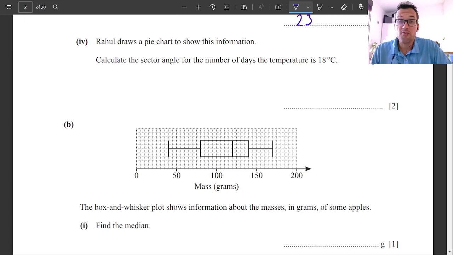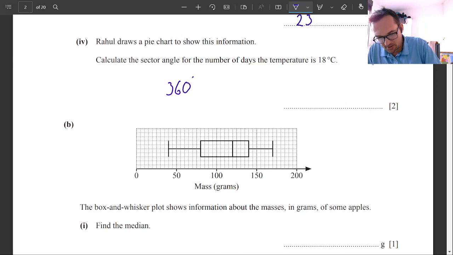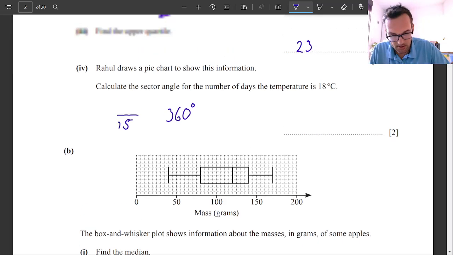Right. Part 4. A pie chart, of course, is always 360 degrees. And to find the sector angle, we need to know what fraction of that 360 it is. So it's going to be a fraction. Okay, a fraction out of what? The total number. There were 15 values, remember? And that's stem and leaf diagram.